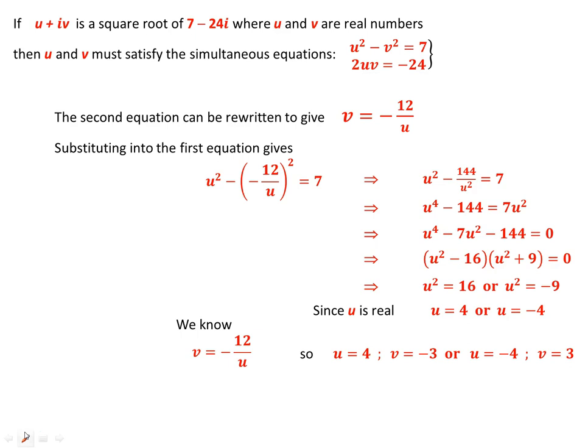So our square roots of 7 minus 24i are 4 minus 3i, if u equals 4, v equals minus 3. And on the other hand, if u equals minus 4, we had v equals 3, so the other square root is minus 4 plus 3i. So we have found two square roots of the complex number 7 minus 24i.